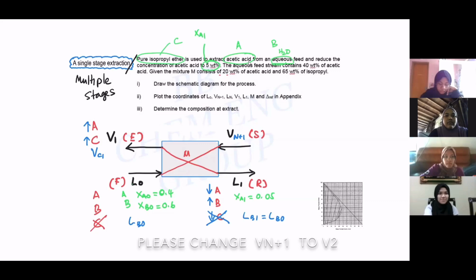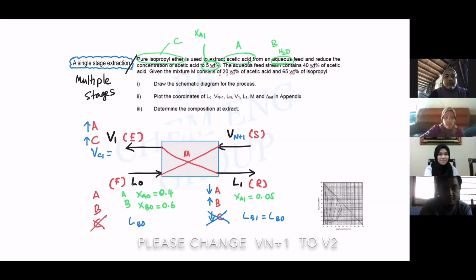solvent is collected at your raffinate, your VC1 here will be equal to... I've got it the wrong way round. Okay, this one is V2, VC2. So that is actually your objective: to collect the majority of your solvent in your extract, to collect the majority of your solute in the extract, and to collect the majority of B at your raffinate. That's your objective, but we cannot get that 100%.